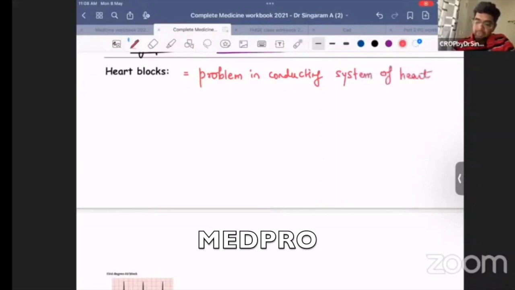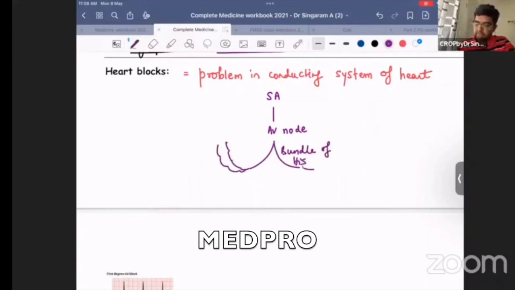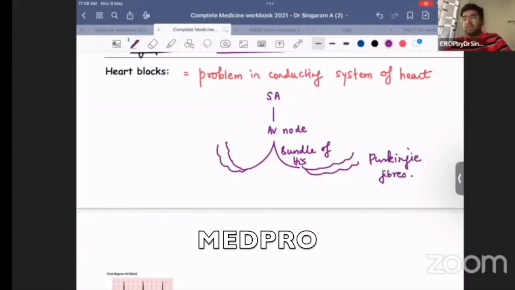So where could the problem be? It is somewhere in this conducting system, which I am going to draw like this. SA node, AV node, and from the AV node you have the bundle of His, and this bundle of His is followed by these fibers. What are these fibers I am drawing now? Purkinje fibers. If you have a problem in any of this, you call it a heart block condition. Any problem in this conducting system of the heart is what we call heart blocks.